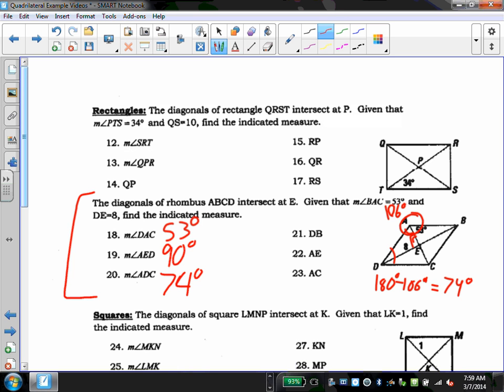74 degrees there. All right, let's clean the picture up just a little bit to find our sides that we want. So DE is 8, and since a rhombus is a type of parallelogram, the other half will also be 8. So that's EB's length. DB then, the whole thing, has a length of 16. So that's good to know.